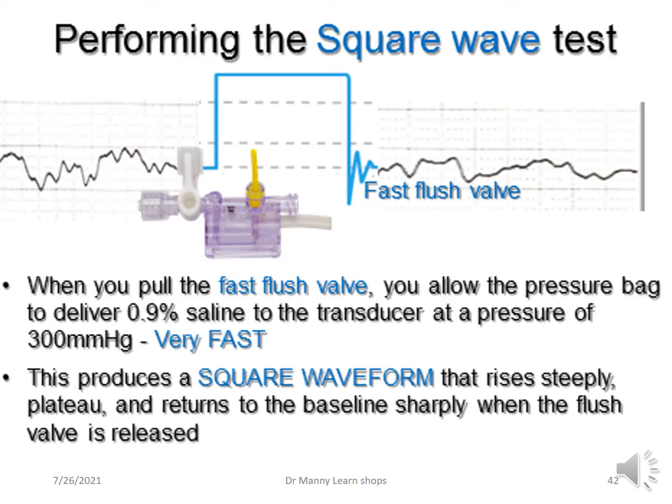Performing the square wave test, when you pull the fast flush valve, you allow the pressure to deliver normal saline to the transducer at a pressure of 300 millimeters of mercury, which is very, very fast. This then produces a square waveform that rises steeply to a plateau and then returns to the baseline sharply when the flush valve is released.